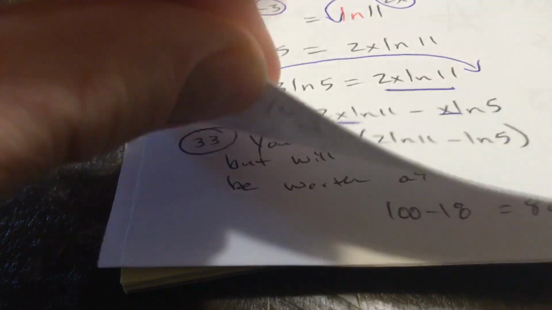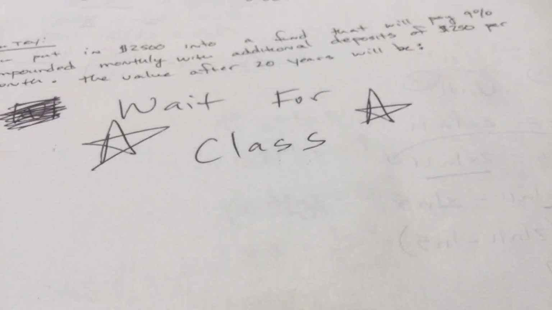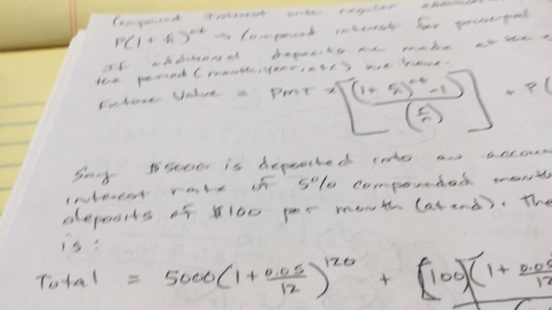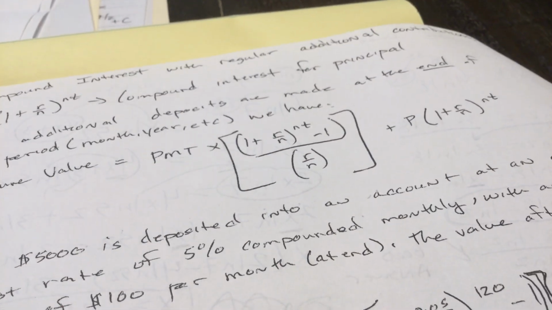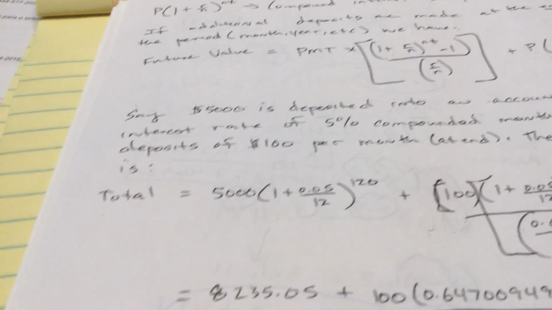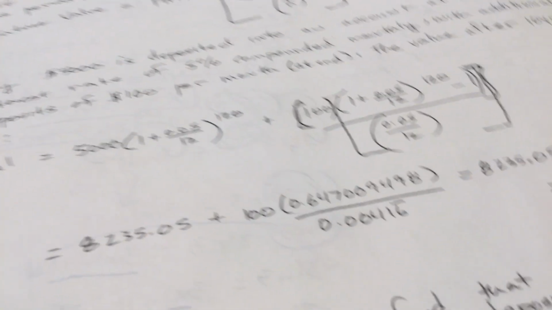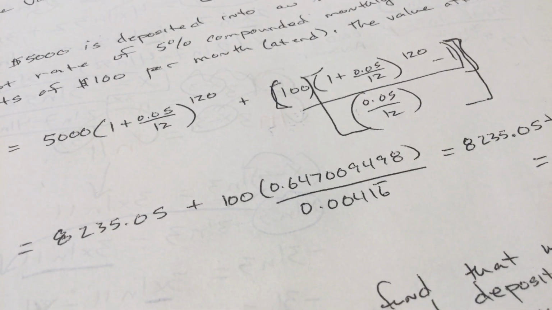All right, on the next page here. We're either going to wait for class or eventually, I really want to do this one in class. If not, I'll help you out here. Anyway, this is how you're able to figure out how much money you can have in an account while you also deposit money monthly.